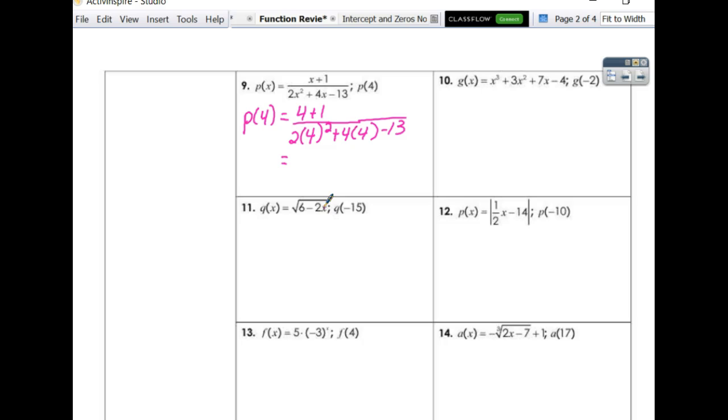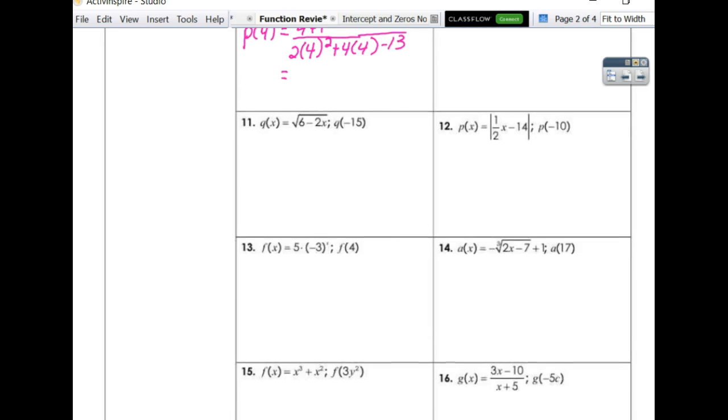Okay, everybody look at 12. Once I put the negative 10 in, what's half of negative 10? Negative 5 minus 14. So negative 5 minus 14 gives me a negative 19. What does the absolute value do to the negative? Makes it positive, so my answer is 19.